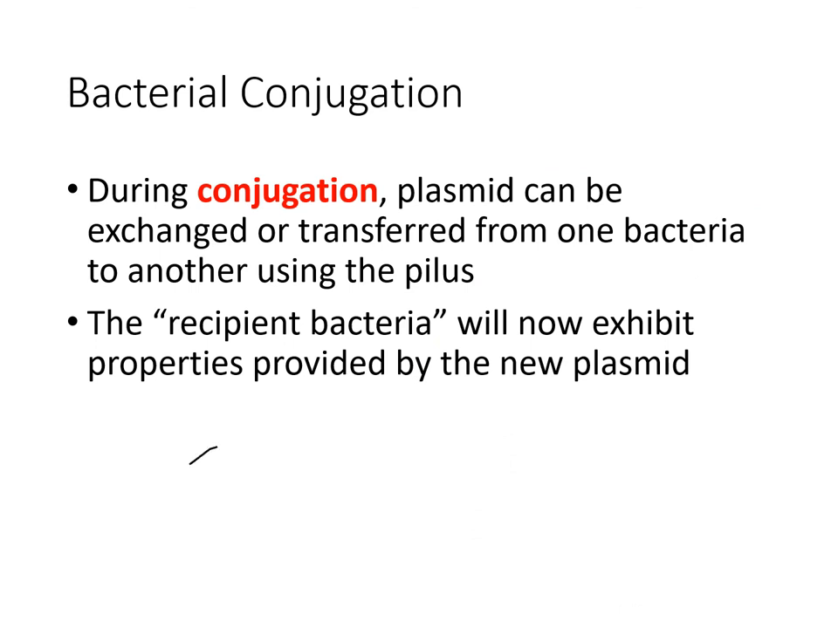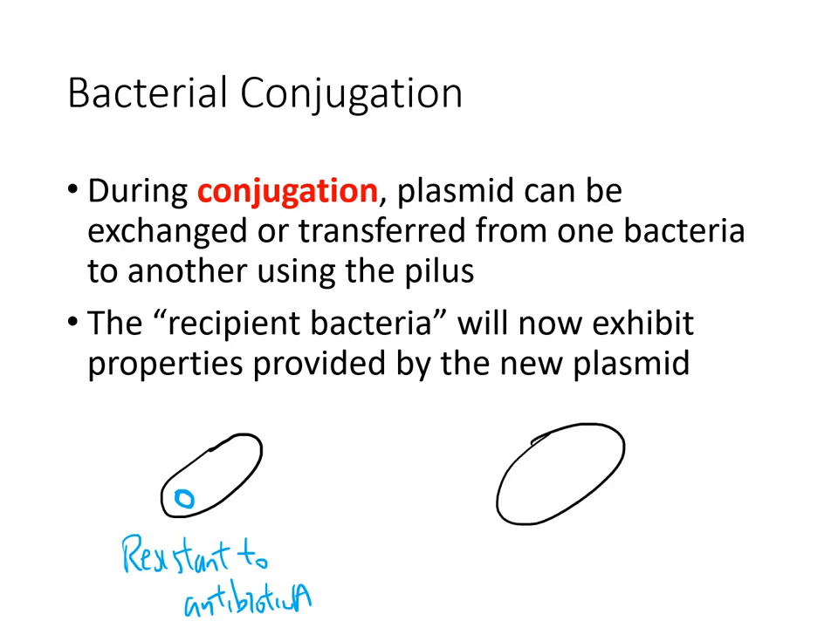So let's go through this again. Let's say we have this bacterium and it has a blue plasmid, and the blue plasmid makes it resistant to antibiotic A. And then we have another bacteria, and this one has a red plasmid that makes it resistant to antibiotic B. What happens is these two bacteria find each other, and this one extends the pilus and connects to this one. This process is called conjugation.